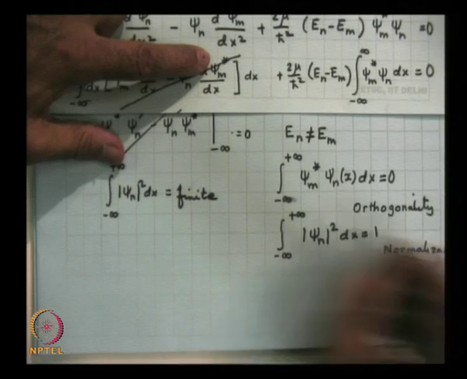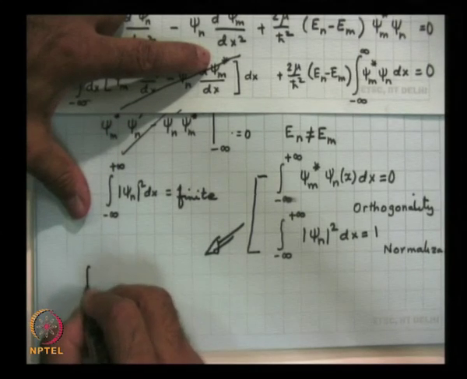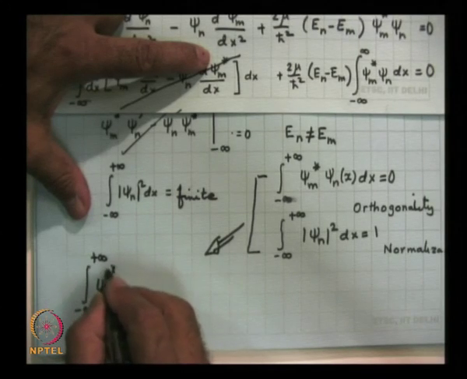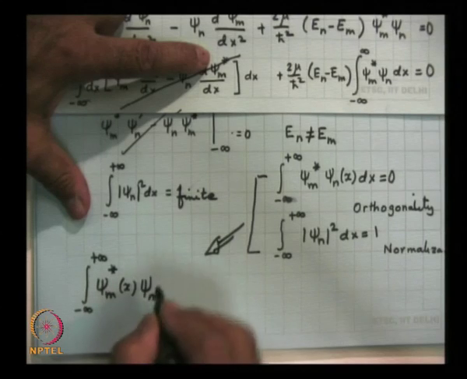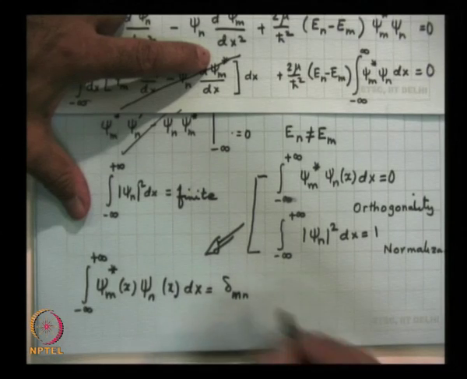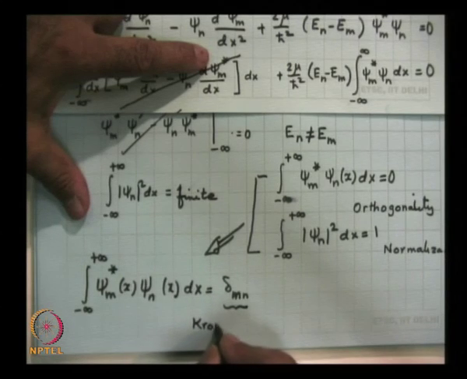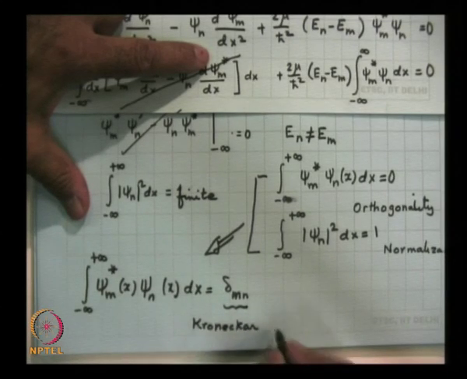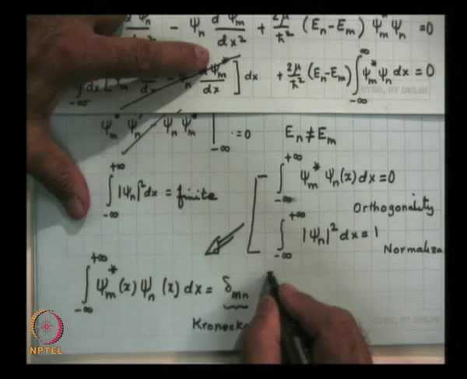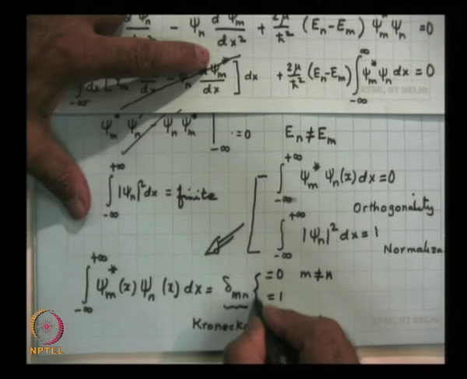And I can combine both of them to write down this equation, integral from minus infinity to plus infinity psi m star of x psi n of x dx is equal to delta m n, where this term delta m n is known as the Kronecker delta function, and this is equal to 0 if m is not equal to n and is equal to 1 if m is equal to n.